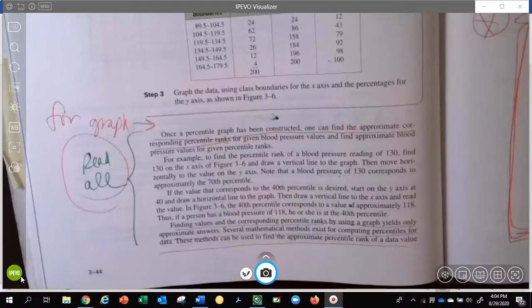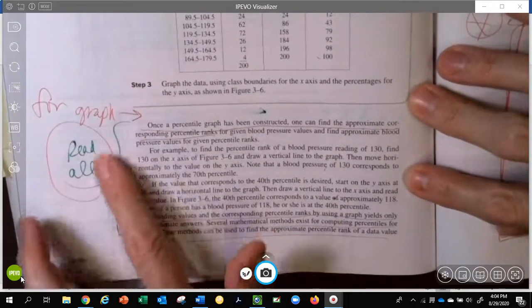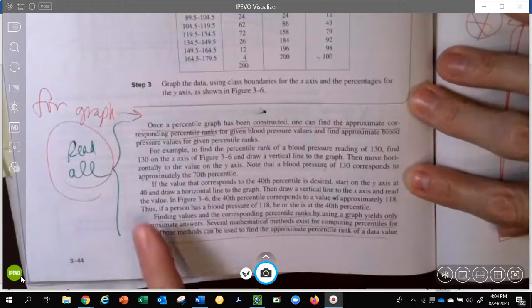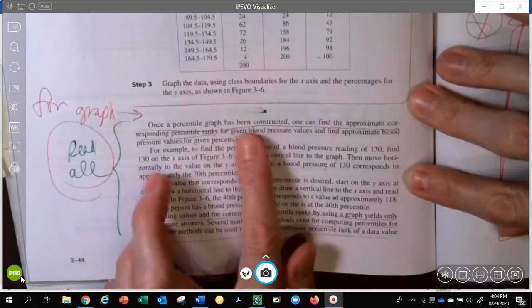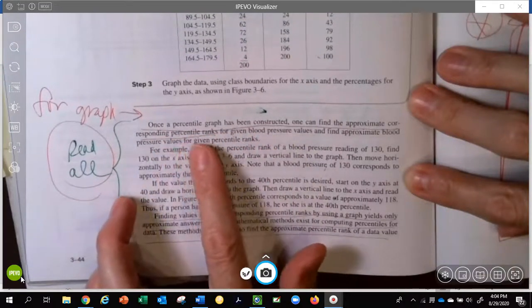This is the concluding video for Chapter 3, Section 3. I'm on page 160, at the bottom of the page. I just want to read a few things. You do need to go back and read all of it. But once a percentile graph has been constructed, one can find the approximate corresponding percentile ranks.